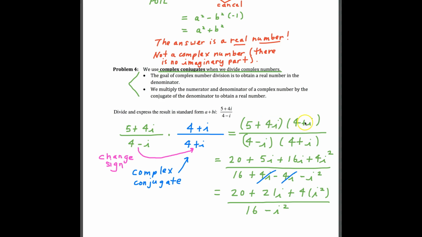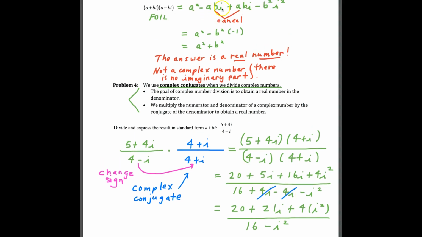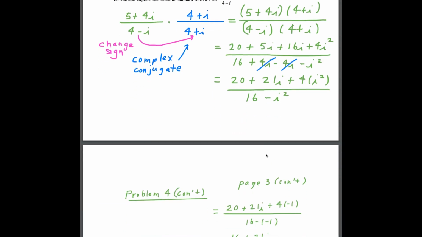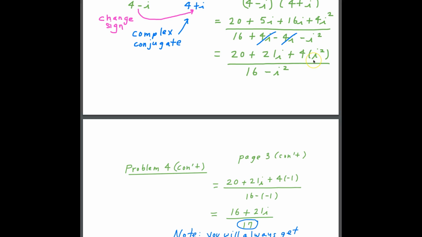Multiplying the numerator, it turns out to be 20 plus 5i plus 16i plus 4i squared. The denominator is 16 plus 4i minus 4i minus i squared. Notice that the 4i's cancel just like they did above. Let's see what work we can do. Well, the best I can do right here is 5i plus 16i is 21i. And I also have canceled out the 4i and the negative 4i.